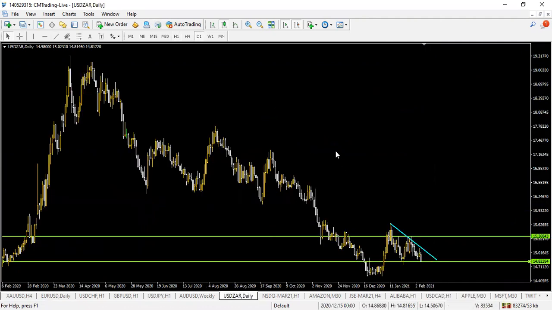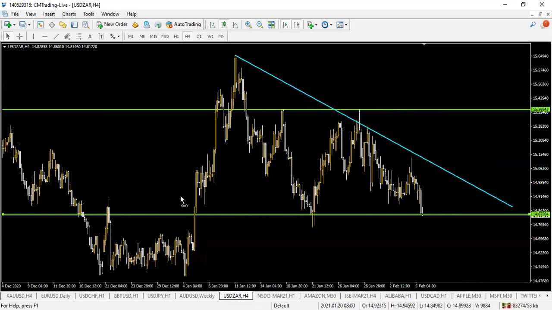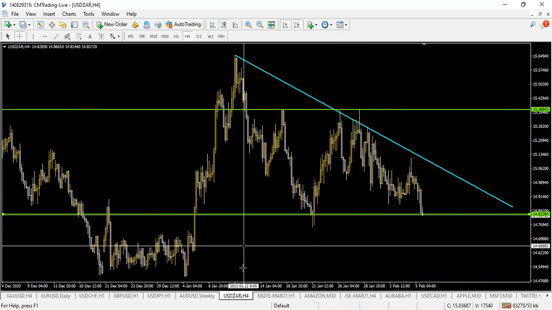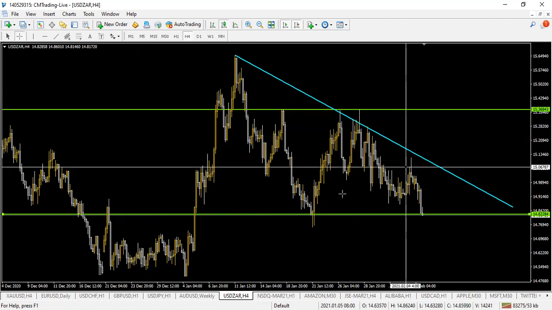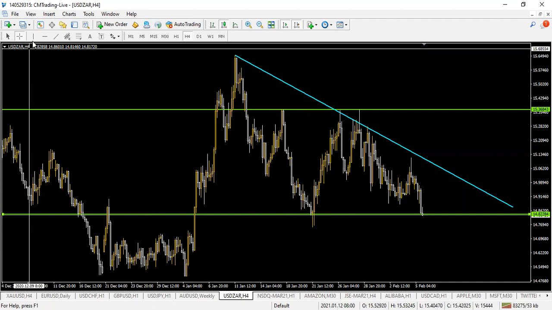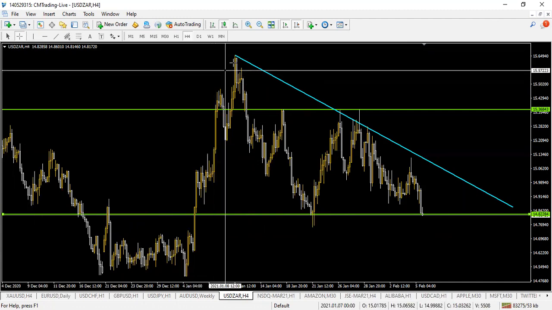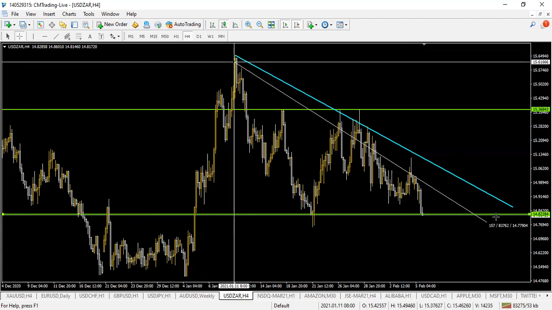So let's have a look at what's happening on USD ZAR. USD ZAR has made a beautiful formation. If you look at USD ZAR, the way it has performed, it has created a triangle in this particular case. So this whole zone from here to here is a triangle.